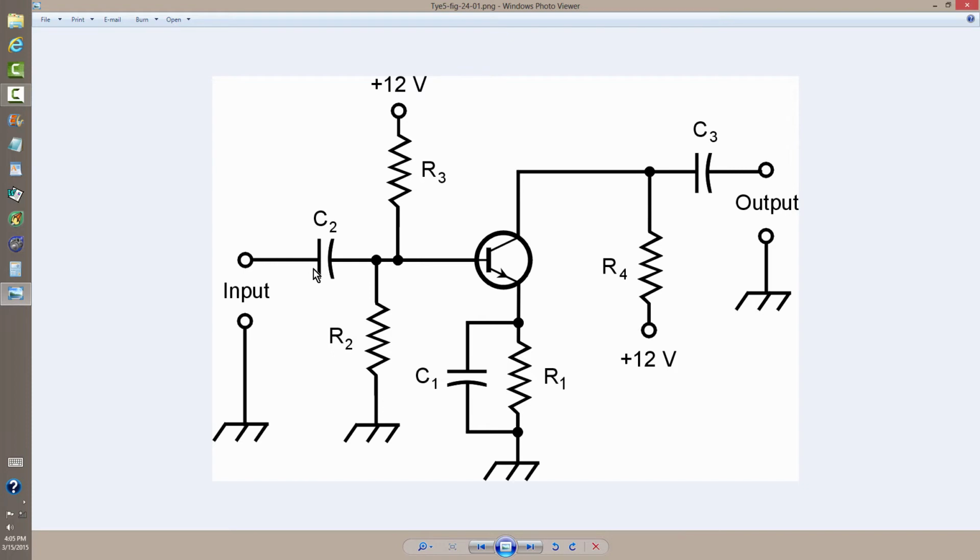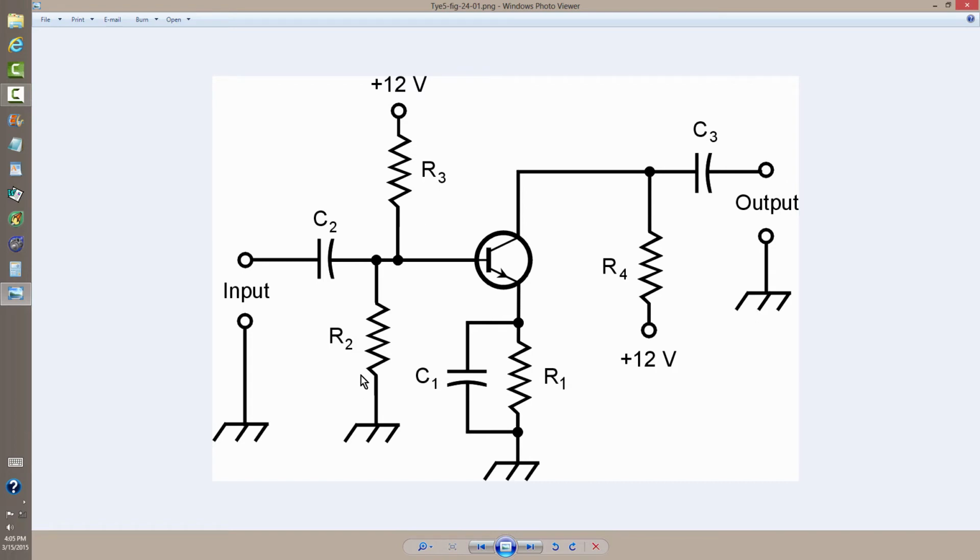This capacitor, C2, is a blocking capacitor that keeps the bias on the transistor here from interfering with whatever the input device might happen to be, particularly a microphone. They don't like to see direct current applied to them. It reduces their sensitivity. So you have a blocking capacitor here.